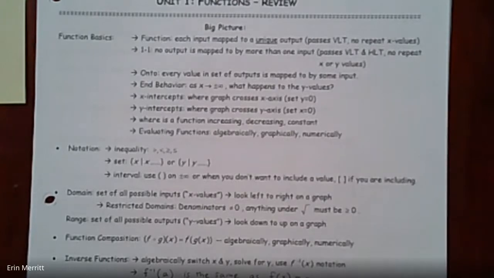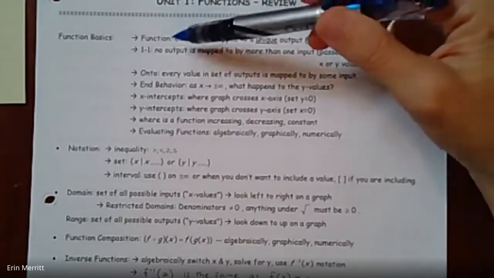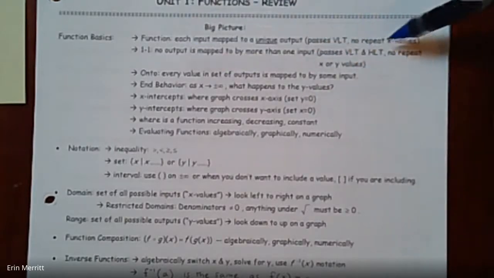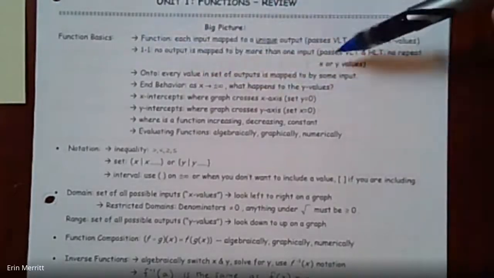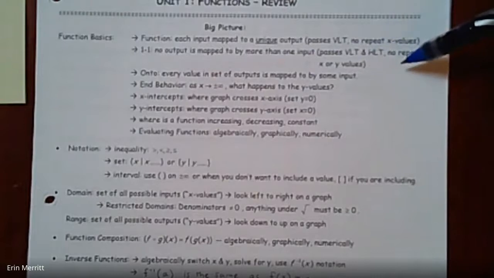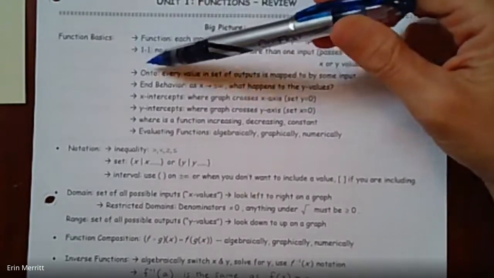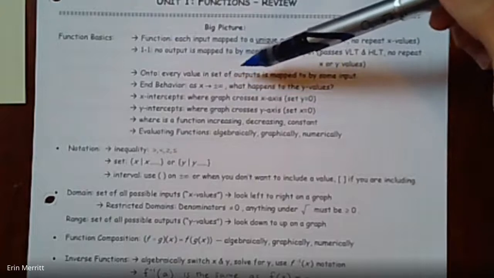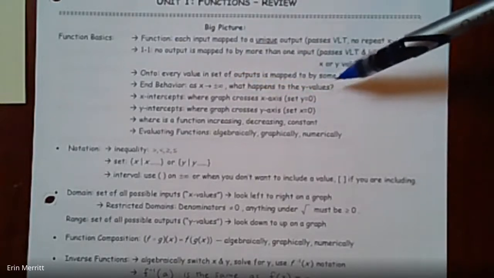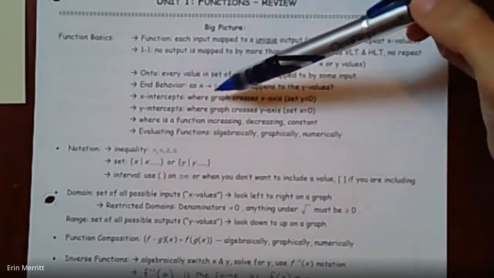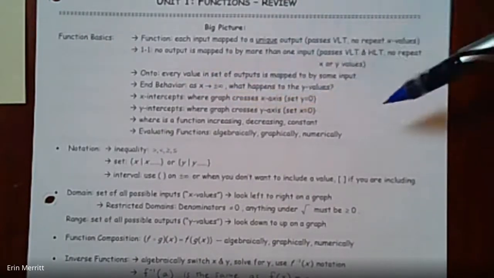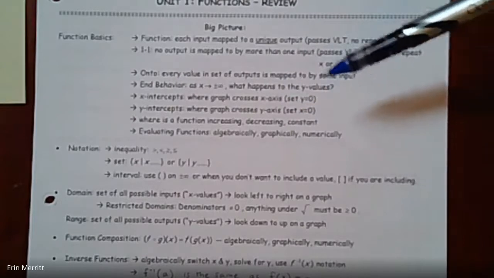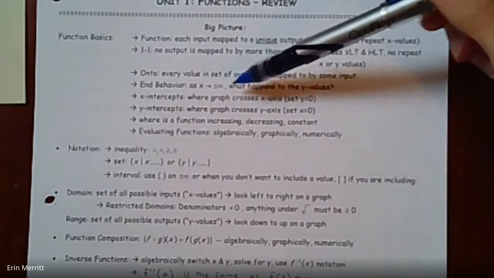Some basic stuff that you definitely need to know about with functions. You need to know that for it to be a function, it passes the vertical line test, which is the same as no repeating x values. For it to be one-to-one, it's got to pass vertical and horizontal, so no repeating x's or y's. Onto means every element in the input and the output is mapped to something. The end behavior always starts as x goes to infinity, y goes to what, and you have to be able to fill in that blank. And same thing, where x goes to negative infinity.